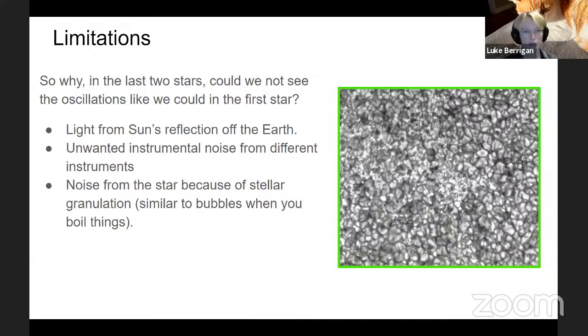So limitations. On the last two stars, we couldn't really see where the oscillations were. And a few things that could have caused this is light from the sun's reflection off the earth. So we're getting interference from the sunlight bouncing off the earth. Unwanted instrumental noise, like on the electromagnetic spectrum from different instruments, including the telescope itself.